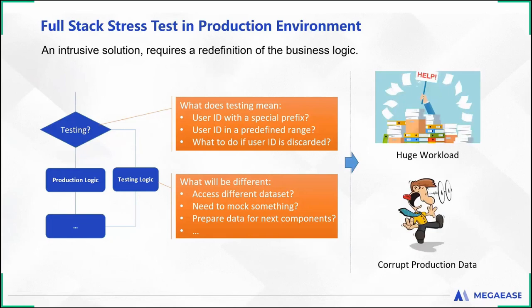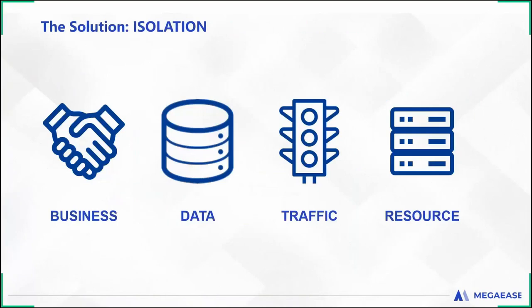So, the big question here is how much effort it takes to do all of these modifications. And a bigger question is, who can guarantee that all the changes that should be made have been made? And if there are omissions or errors, the production data will be corrupted. How to solve these problems? We believe that the key lies in isolation, which is to isolate the production system and the test system from the four dimensions of business, data, traffic, and resources, to prevent them from affecting each other.